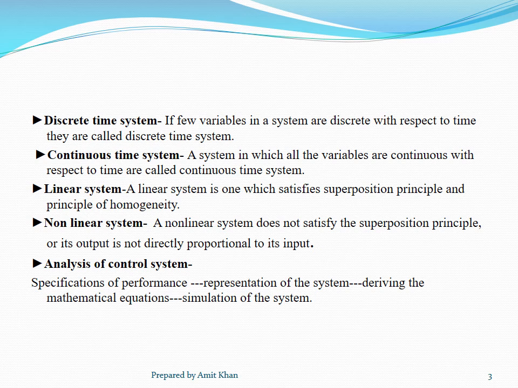The next one is linear system. A linear system is one which satisfies the superposition principle and principle of homogeneity. In a linear system we get a straight line curve at the output. That means the output and input relation is always a constant straight line. The next one is nonlinear system. A nonlinear system does not satisfy the superposition principle. That means its output is not directly proportional to its input.